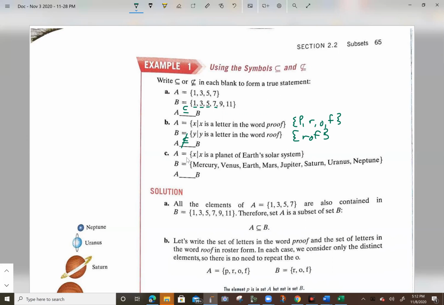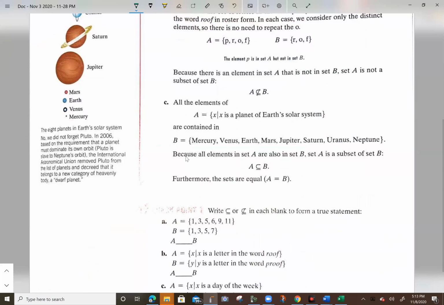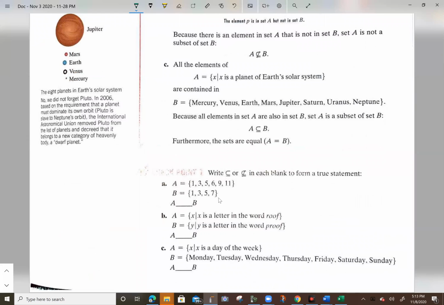If A is equal to the elements x, where x is a planet in Earth's solar system, and B is Mercury, Venus, Earth, Mars, Jupiter, Saturn, Uranus, Neptune, then A is a subset of B, and in fact, they are actually equal to each other, too. Everything in A is also in B. You can read through their solutions more slowly if you would like.